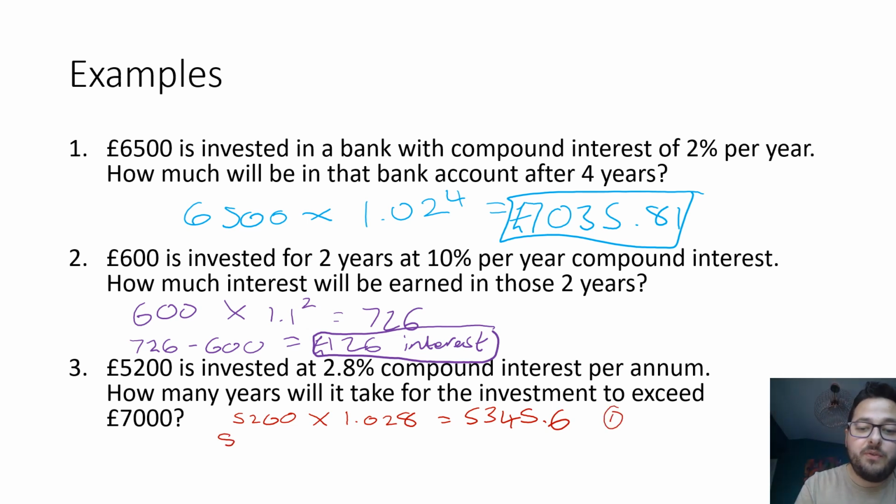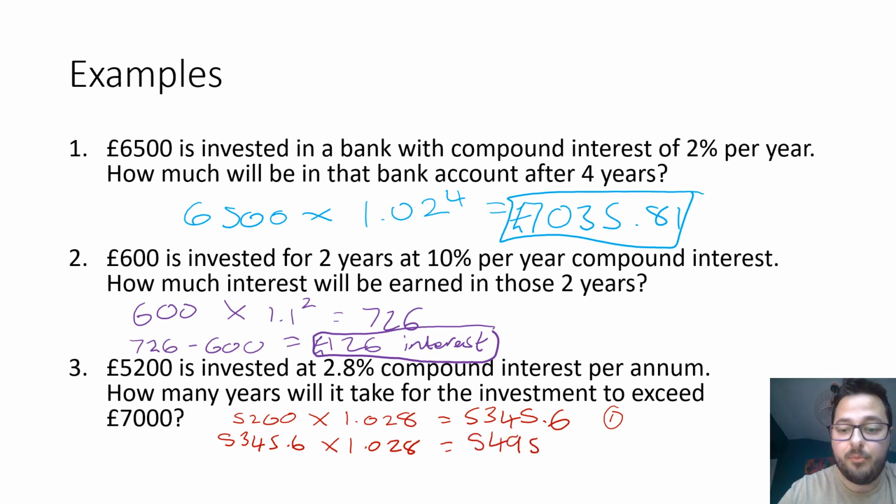And then we want to do 5345.6 times 1.028. And that's going to give us what it is in year 2. So times 1.028, and that gives us 5495.28. And that's year 2. Now we keep going and we're going to count how many years it's going to take to get to 7,000.